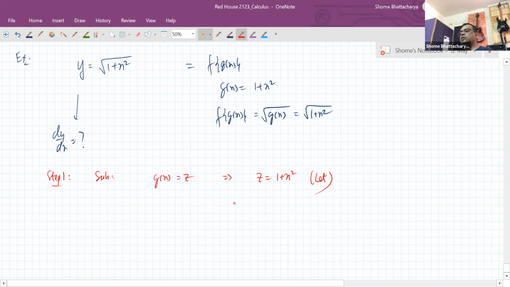Therefore, y becomes how much? It becomes square root of z. So this is my substitution step. If I substitute this whole thing inside the square root as z, then y becomes a very simple function of z. It is z to the power half. Okay. Then the second step, the chain rule.